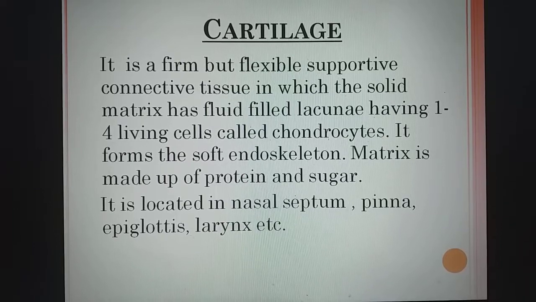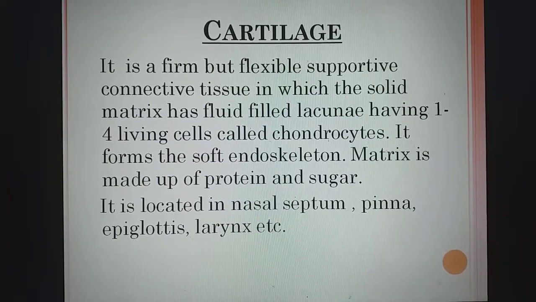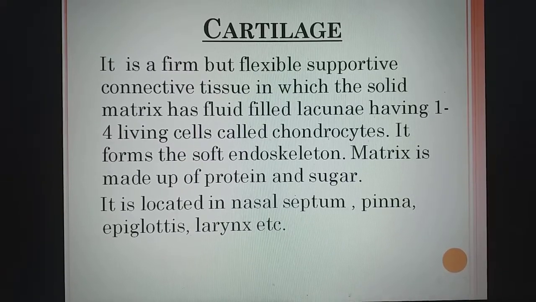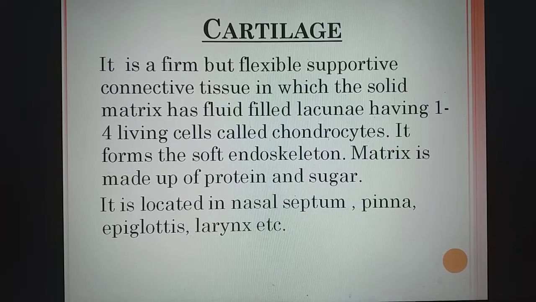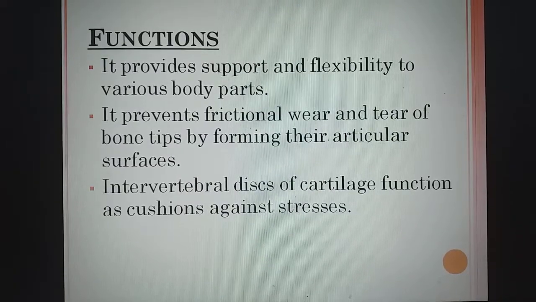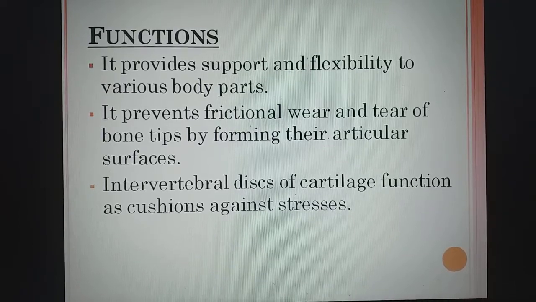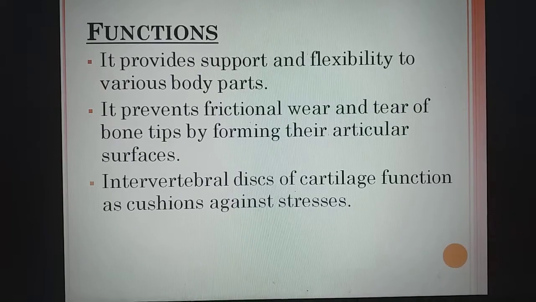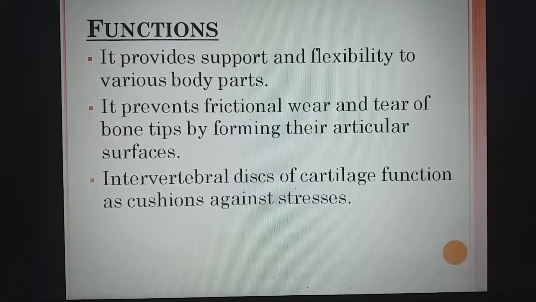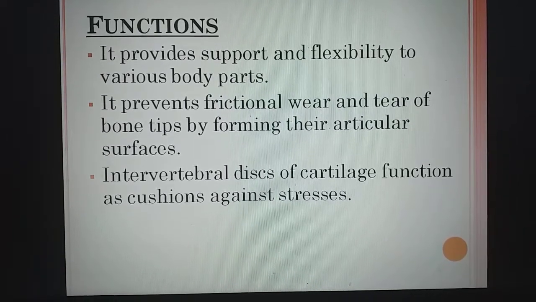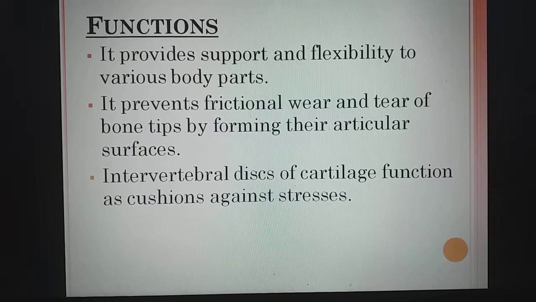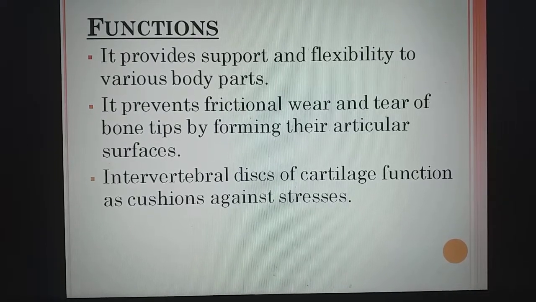Two things you have to remember in this point: first, the cell by which cartilage is made is known as the chondrocyte, and the matrix is made of protein and sugar. Now what are the functions of cartilage? It provides support and flexibility to the various parts of the body. As these tissues are flexible, they provide support and flexibility to the various parts of the body.